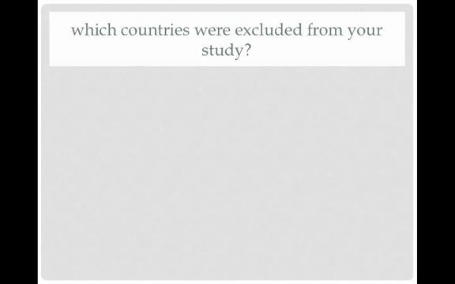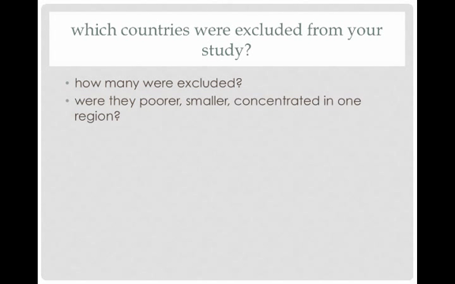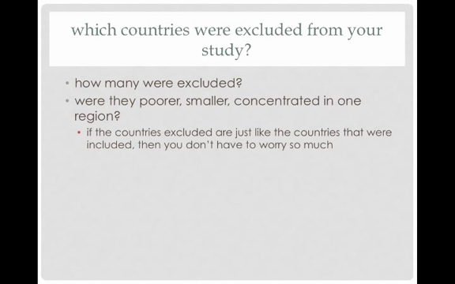So which countries were excluded from your study? How many were excluded? Were they poorer, smaller, maybe concentrated in one region? Actually, if it's the other way, if the countries excluded are just like the countries that were included, you don't have to worry so much. If you have a random sample from a population, you're good. You're getting everyone. It's representative. You don't need to survey everyone to know what's going on in the population.